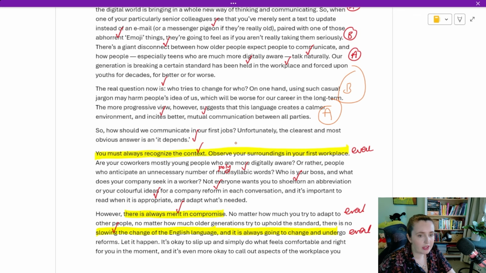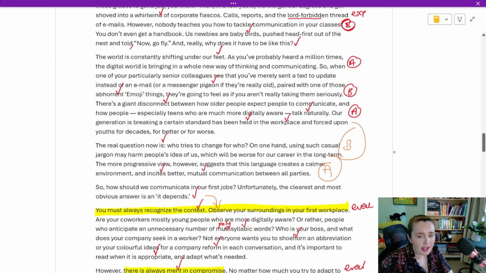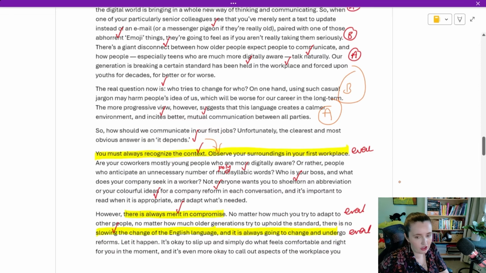So how should we communicate in our first jobs? Unfortunately, the clearest and most obvious answer is it depends. That's almost evaluation. She needs to say why it depends, and she's about to do that right now. But notice so far, lots of summary. So she's not picked up any evaluation points so far. So if she stopped right here, she would be getting 9 out of 15 for reading. Thankfully, she doesn't stop there.